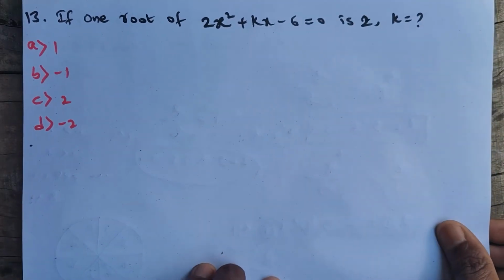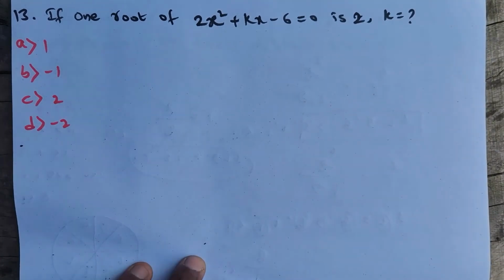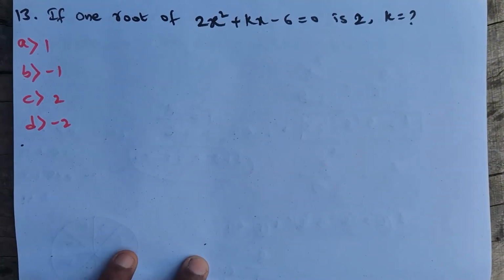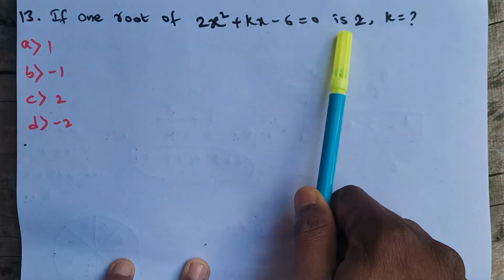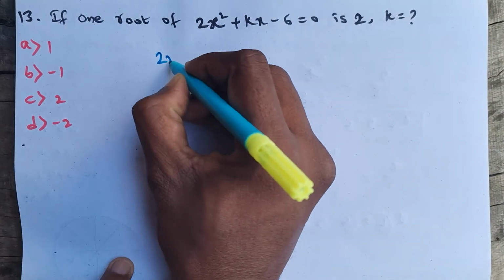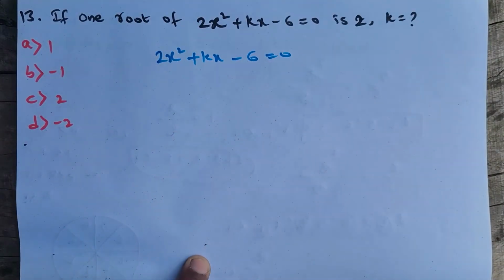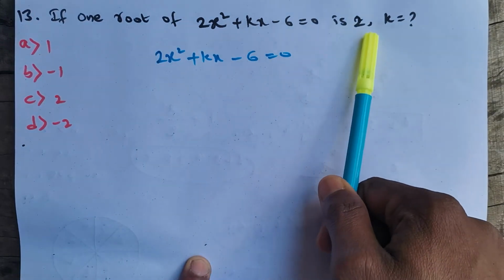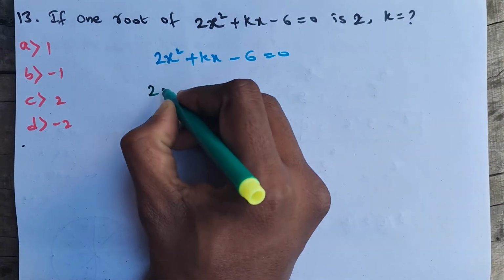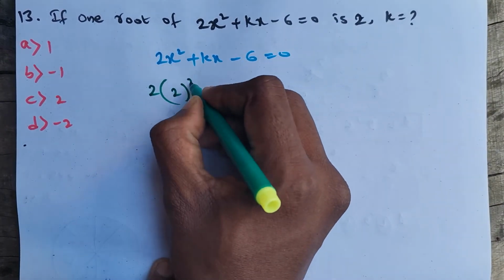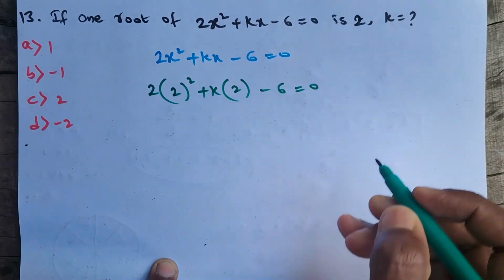Question number 13. If one root of 2x square plus kx minus 6 is equal to 0 is 2, then what is the k value? One of the roots of the equation is 2. So the given equation is 2x square plus kx minus 6 equals 0. He said that one of the roots is 2. So in the place of x, we need to substitute 2. 2 as it is, in the place of x, 2 whole square, plus k into, in the place of x, 2, minus 6 is equal to 0.